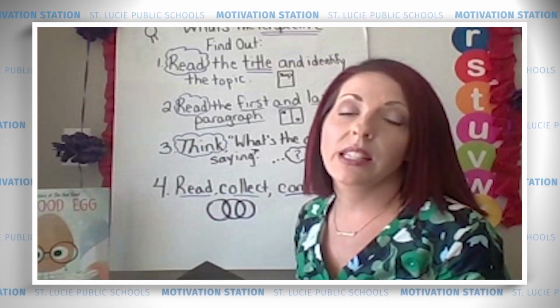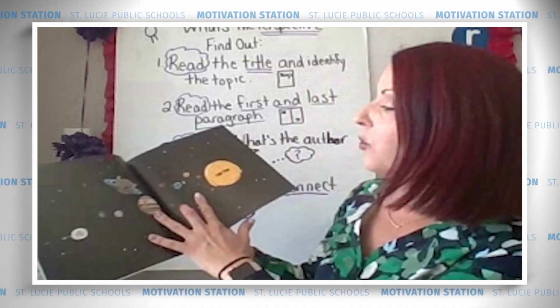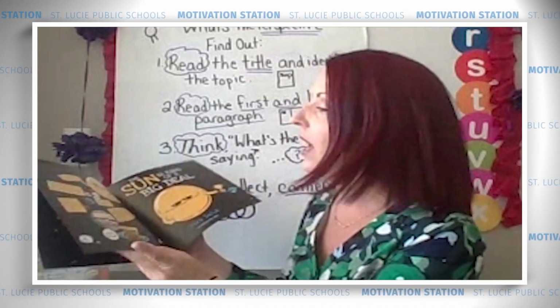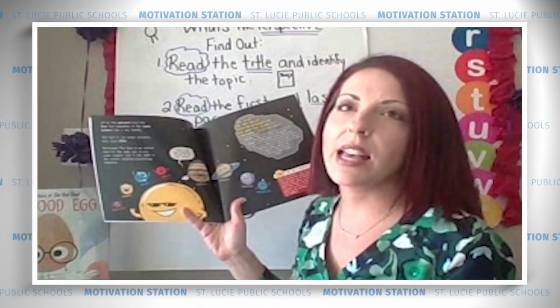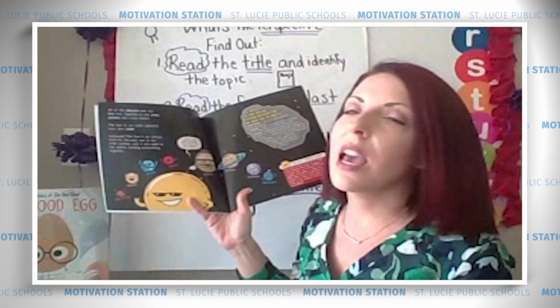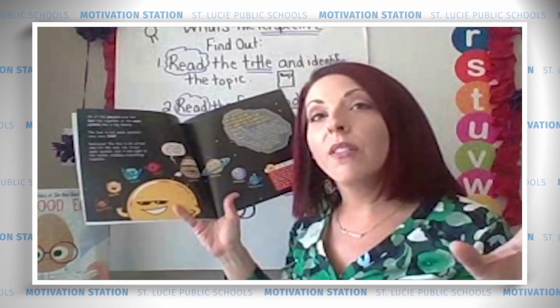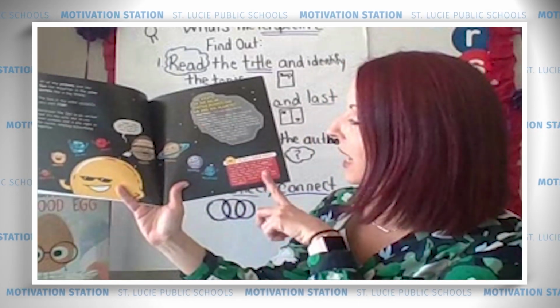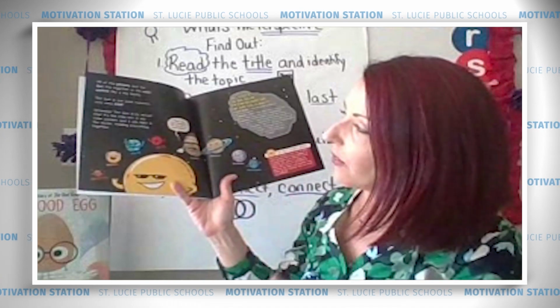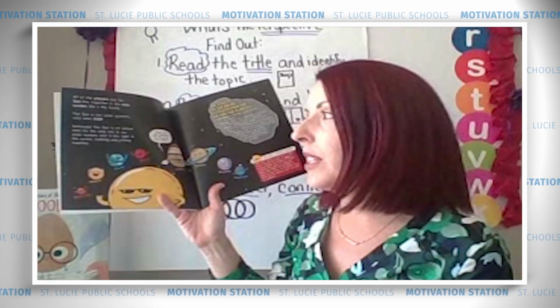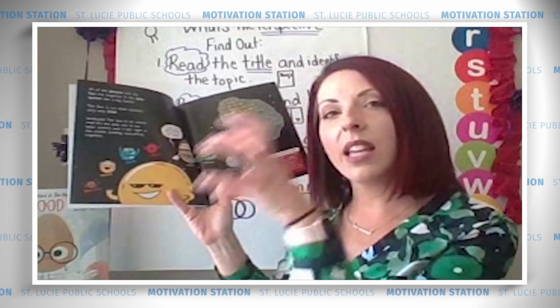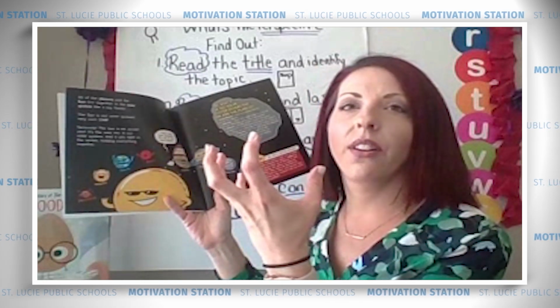Now, sometimes in text we may not have paragraphs, so we may need to read the first couple pages to get an idea. As you can see, right here, the first paragraph says, all of the planets and the sun live together in the solar system like a big family. And down here at the last little paragraph, I see, seriously, the sun is an actual star. It's the only star in our solar system, and it sits right in the center, holding everything together.